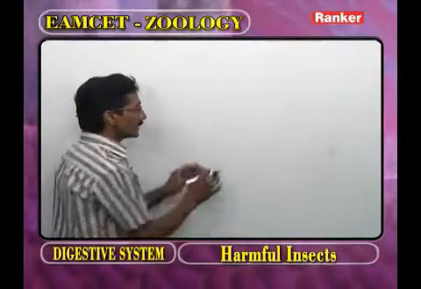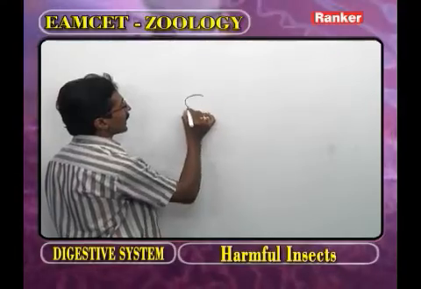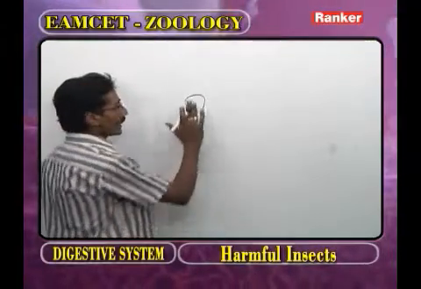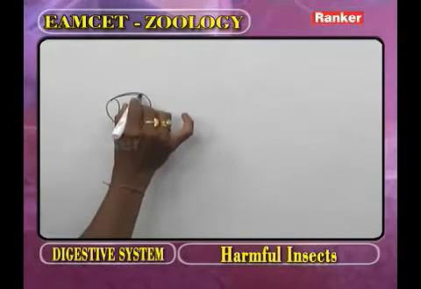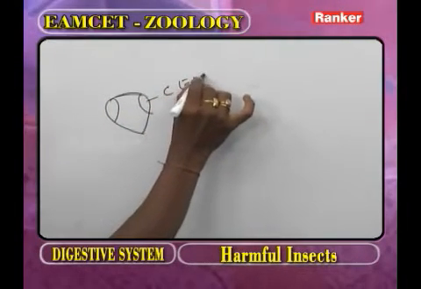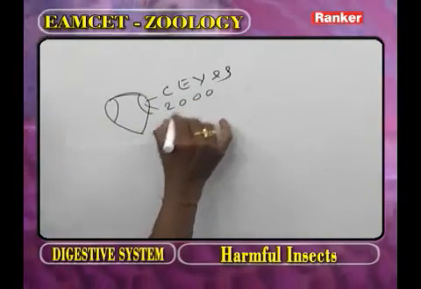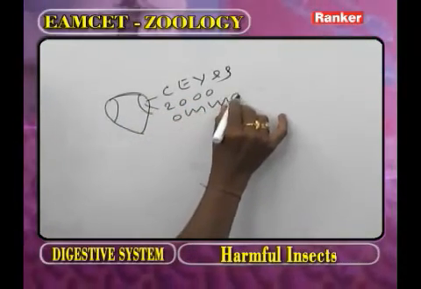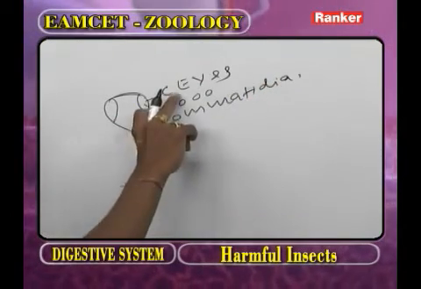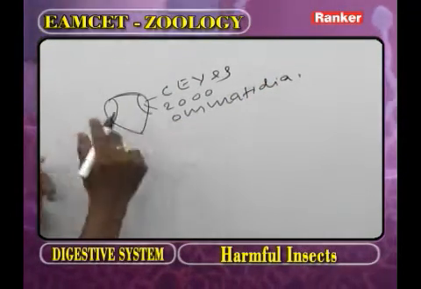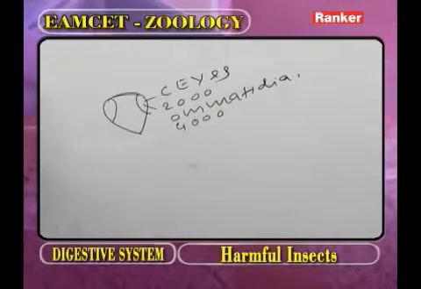Now as we observe the body of cockroach, this part we call the head region and this is the dorsal side. Dorsolaterally, one pair of what are present? The compound eyes. In each compound eye 2000 ommatidia are present. This is the unit of compound eye. Total number of ommatidia in both the compound eyes is 4000.